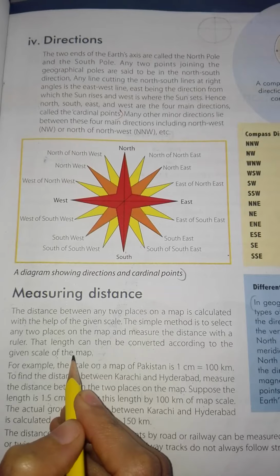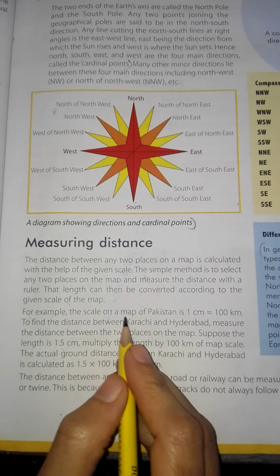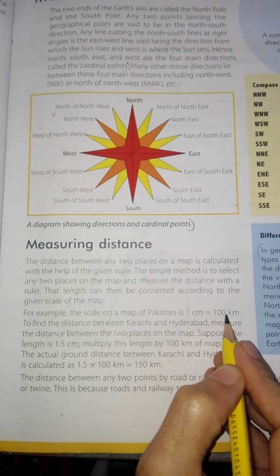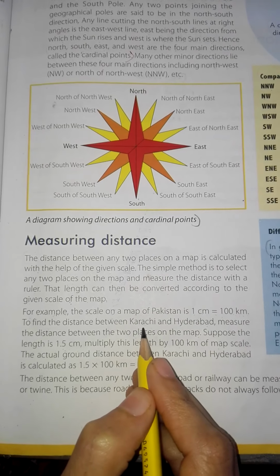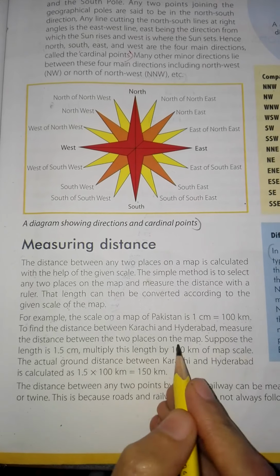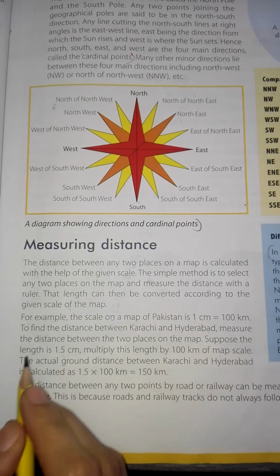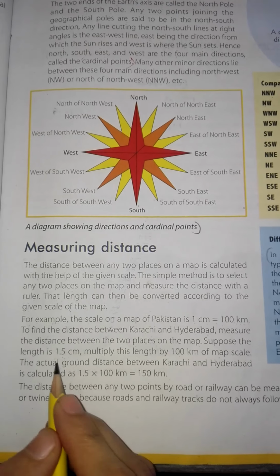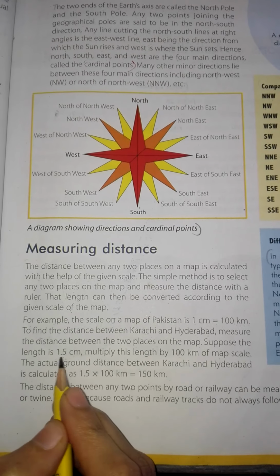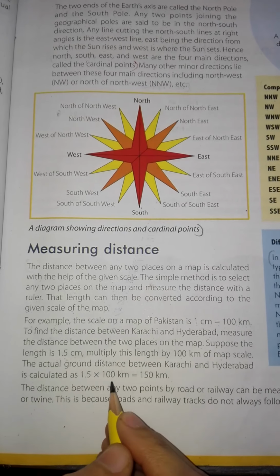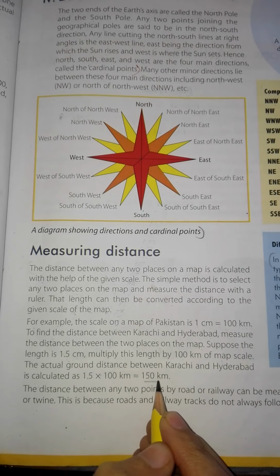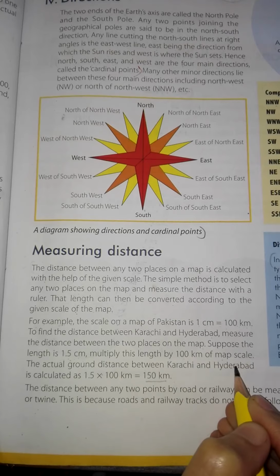For example, the scale on a map of Pakistan is 1 centimeter equal to 100 kilometer. Now if we want to find the distance between 2 cities, Karachi and Hyderabad, first we measure the distance between 2 places on the map. Suppose the length is 1.5 centimeter. To convert this length according to the given scale on a map of Pakistan, we multiply 1.5 centimeter by 100 kilometer. The answer is 150 kilometer. This is the actual distance between Karachi and Hyderabad.